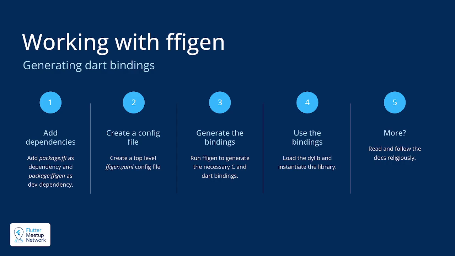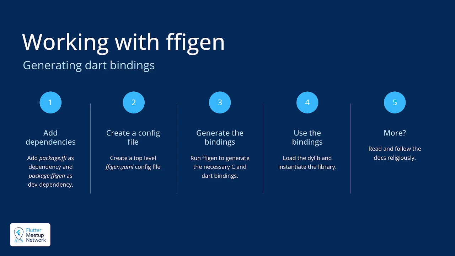So we add the package FFI as a dependency and FFIGen itself as a dev dependency. After that, we create a config file. The config file is a top-level FFIGen.yaml file, right? By top level, we mean it's kept in the root of your project. Then we generate the necessary bindings by running FFIGen, to generate the necessary C and Dart bindings.